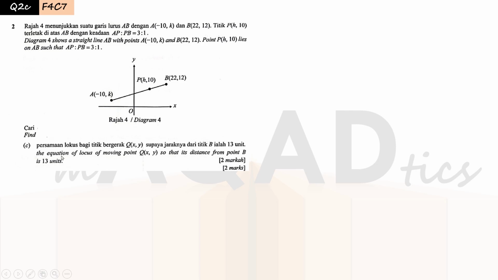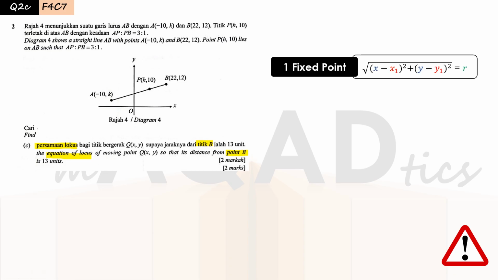For part C, we need to find the equation of the locus for point Q if the distance from point B is 13 units. So for the equation of a locus, we have two cases. One is one fixed point and the other one is two fixed points. If we look here, the only fixed point is just point B. So we can go to the first case, the one fixed point case.